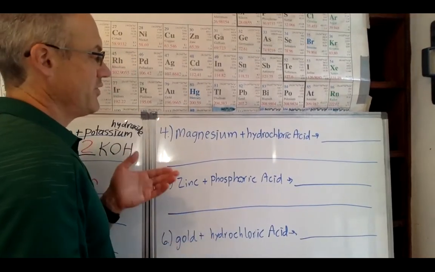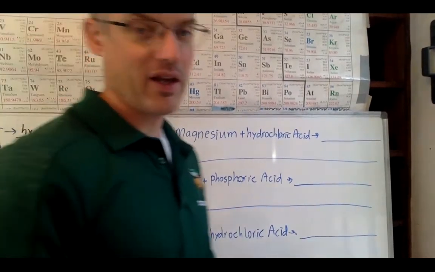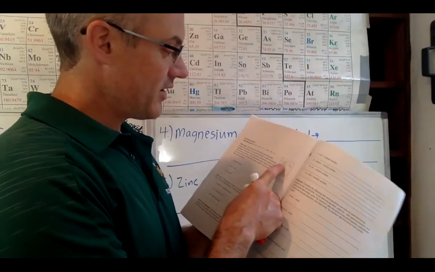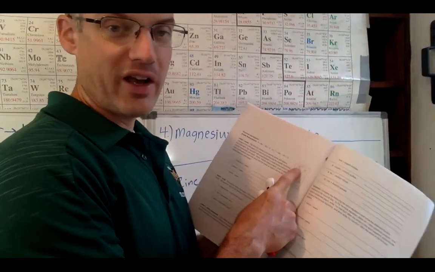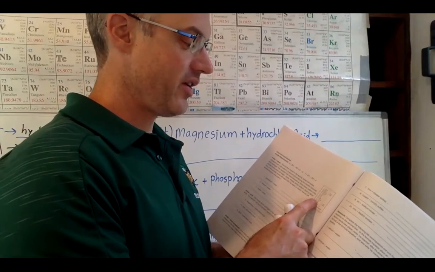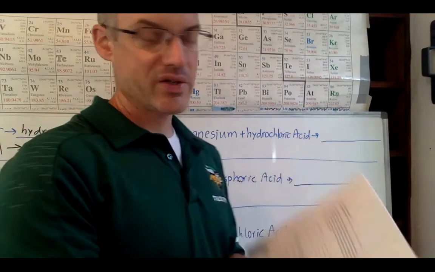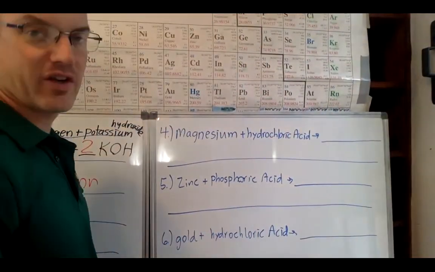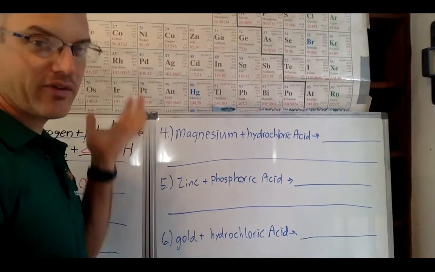All right, so first up is magnesium and hydrochloric acid. Now, you won't be able to see this on camera, but the magnesium is pretty high on our list, and the hydrogen in hydrochloric acid is down below lead. So in terms of placement, this is definitely going to react. So how do we figure out what's going on?